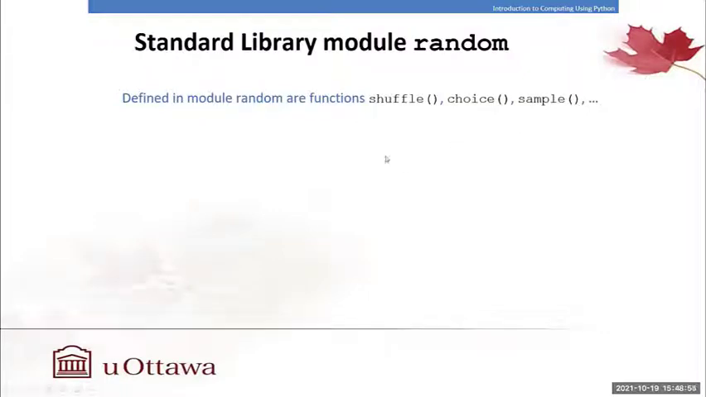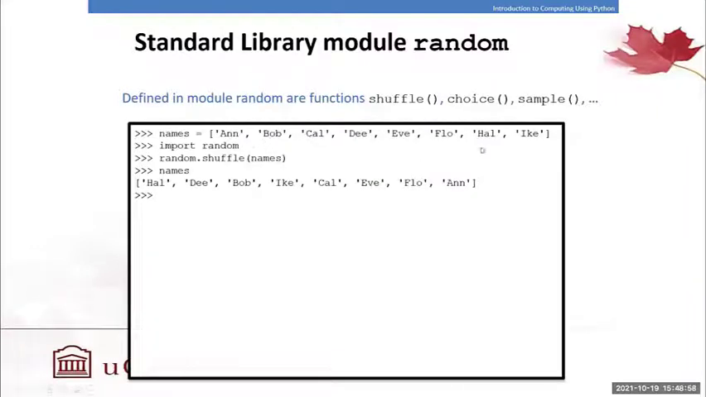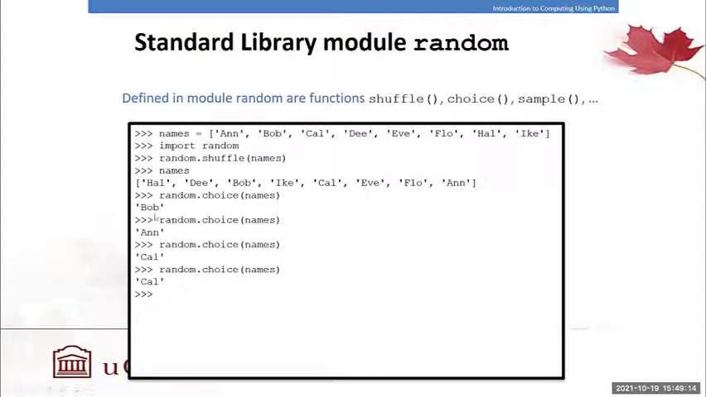Okay, let's take a look at some example. Suppose that I have names here, and then I shuffled them. So as you can see, those names are rearranged in a random way. Okay, now suppose that I did choice now, okay? Choice names, it gave me Pop. Choice names, it's going to give me what? Anne. Choice names, it gives me Cal. Again, it gives me Cal, but that's not guaranteed, okay? So the choice will choose an item from this list and will return it, okay?